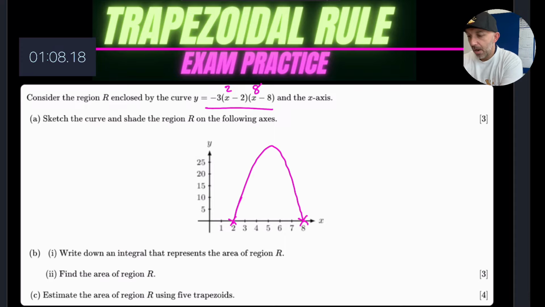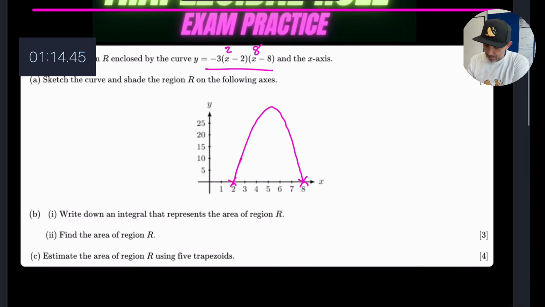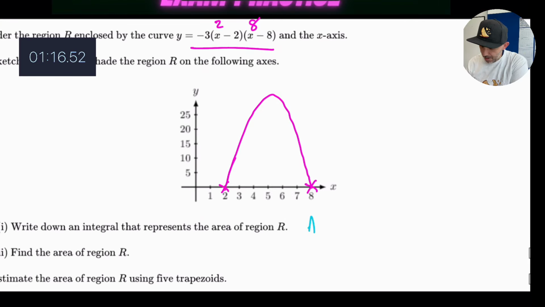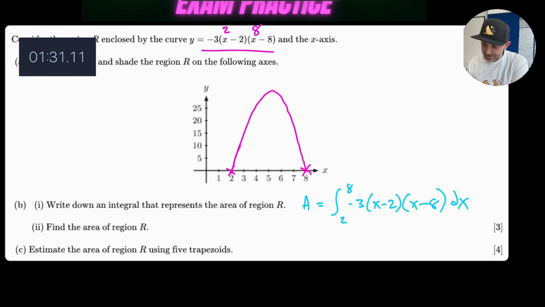Okay. Write down an integral that represents the area of region R. So I'm just going to write that on here. That is going to be the area is given by the integral between the lower bound and the upper bound. So that's 2 to 8. Of the function, which is minus 3, x minus 2, x minus 8, okay, with respect to x. And that is the part A and B1 done.